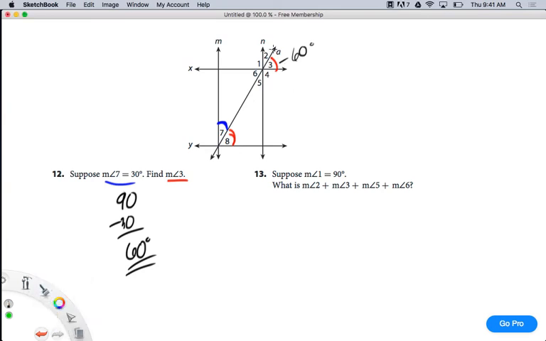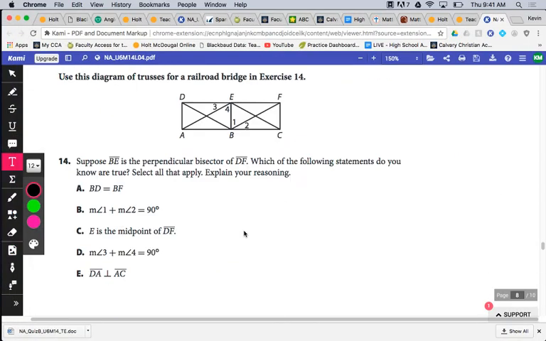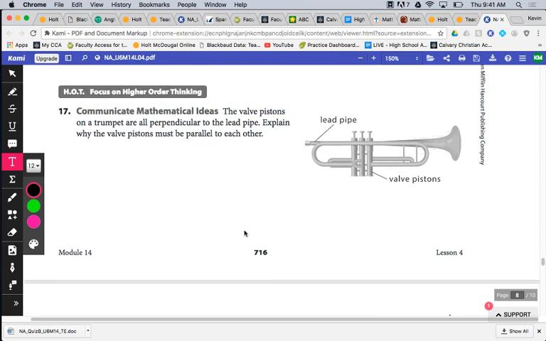And number 13, suppose measure of angle 1 is 90 degrees. So this is the right angle. Find m2 plus m3 plus m5 plus m6. Well, 2 plus 3 have got to be 90, and 5 plus 6 have got to be 90. So it's 90 degrees plus 90 degrees is 180 degrees. That's your final answer. Cool? Any questions on this? All right. That rounds out that lesson.